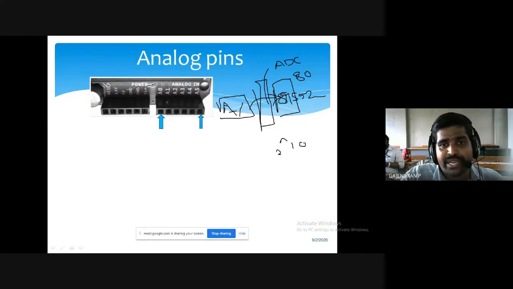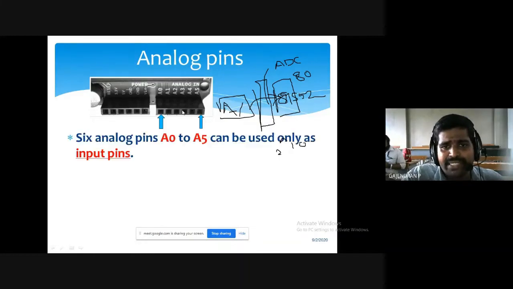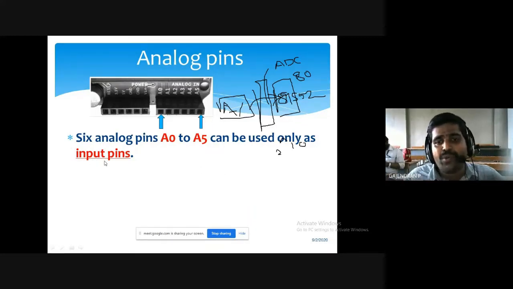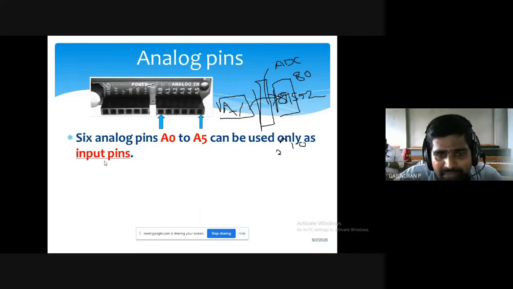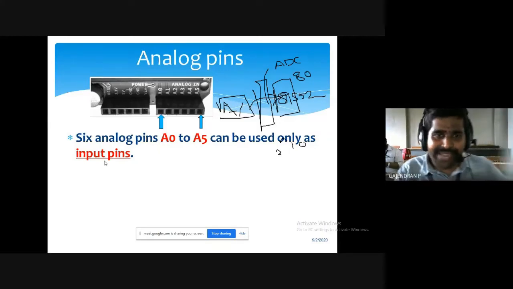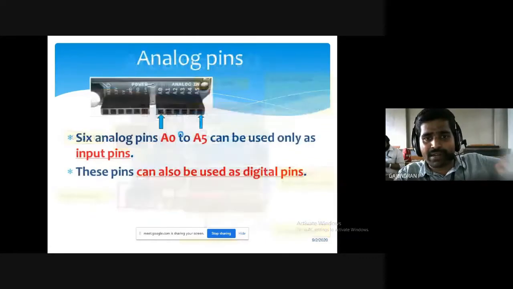Now you come here. How many analog pins are there? How is it labeled? Very simple. A0 to A5. How many analog input pins? Please underline the words input pin. Here you don't have analog output pins in this Arduino board. That means you have an inbuilt ADC, but you don't have an inbuilt DAC. Digital to analog converter is not available. Therefore, the limitation is that I can use these pins only as analog input pins.